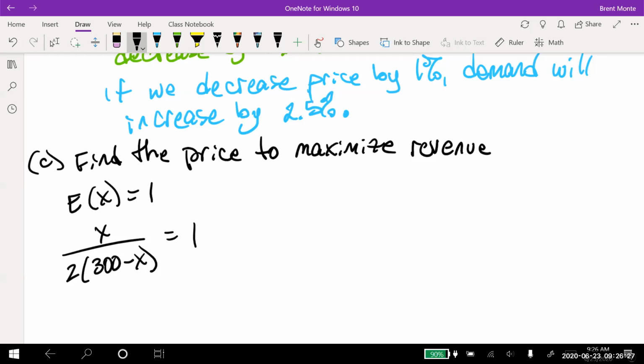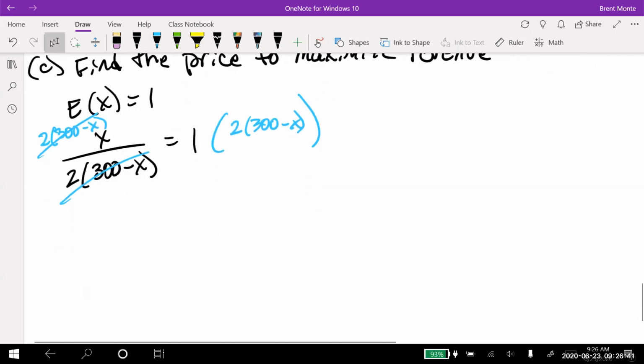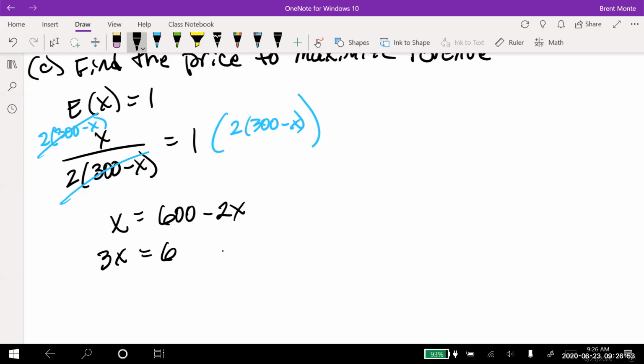Again, multiply by the denominator. I'll go ahead and distribute that out at this time. So again, those will all cancel. I'm going to get x equals 600 minus 2x. Add the 2x, divide by 3.